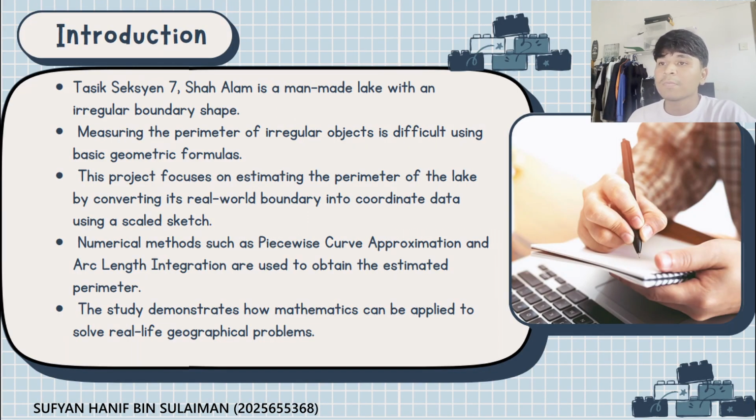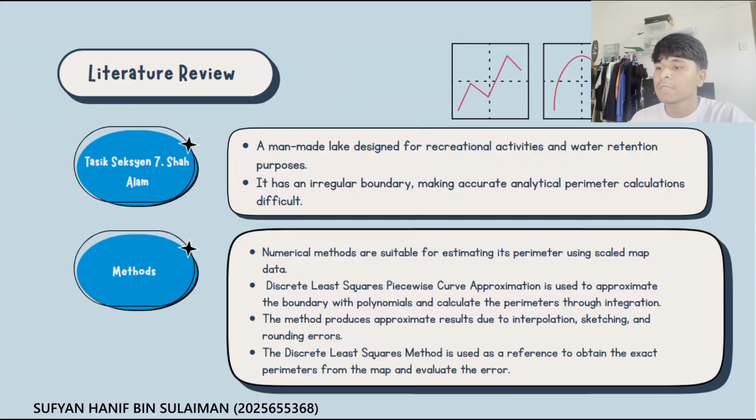Tasik Seksyen 7 Shah Alam is a man-made lake with an irregular boundary shape. Measuring the perimeter of irregular objects is difficult using basic geometry formulas. This project focuses on estimating the perimeter of the lake by converting its real-world boundary into coordinate data using a scale sketch. Numerical methods such as piecewise curve approximation and arc length integration are used to obtain the estimated perimeter. The study demonstrates how mathematics can be applied to solve real-life geographical problems.